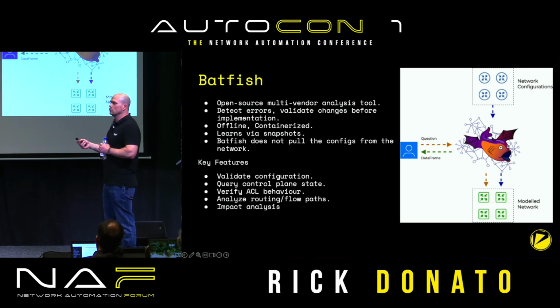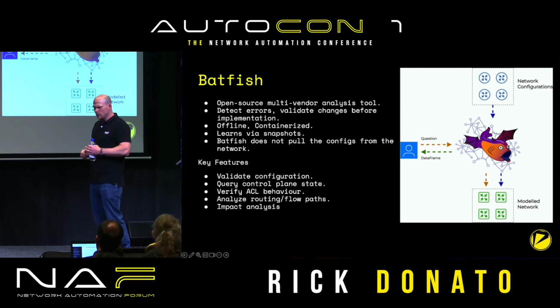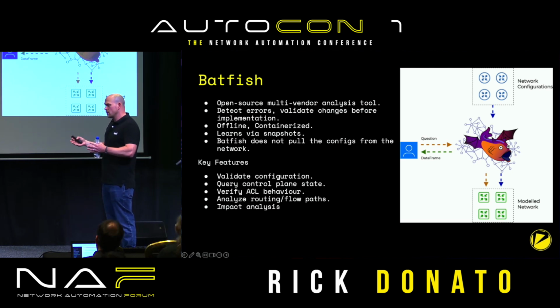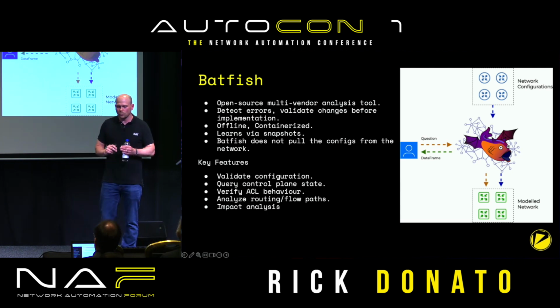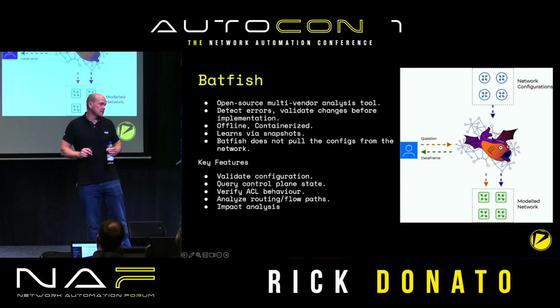Batfish is an interesting one because it's such an amazing tool. AWS acquired Batfish a while back, a few months ago, and there are still updates to Batfish. The commercial offering's gone, but the tool in itself still runs well. It's still maintained out there, but that is worth noting. The key features are really quite good. You can validate configuration. It rebuilds control plane state. You can do ACL analysis. You can analyze flow paths through this model. And the big thing you can also do is impact analysis.